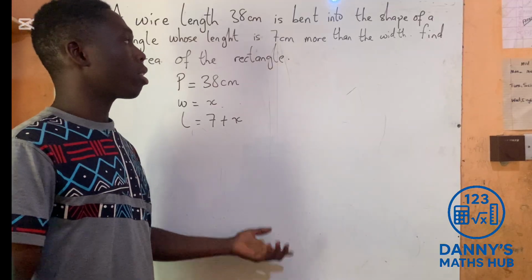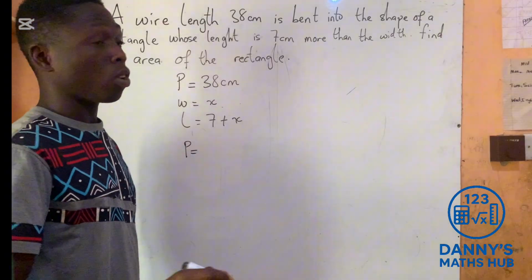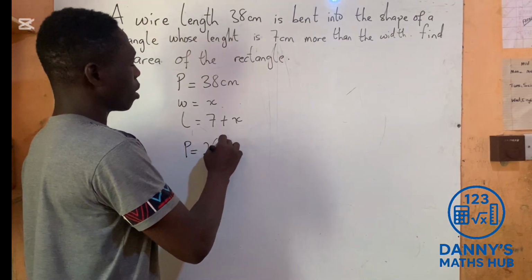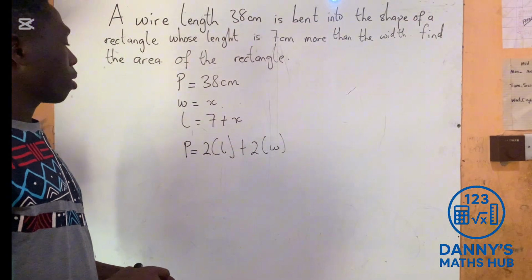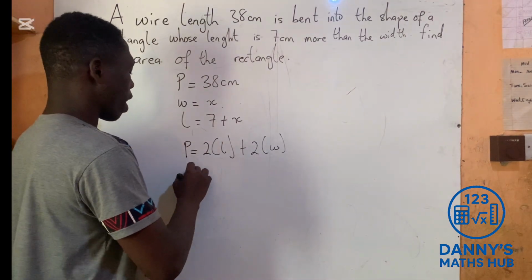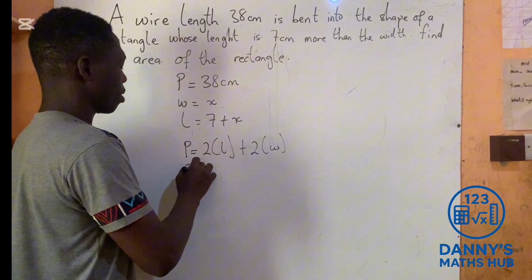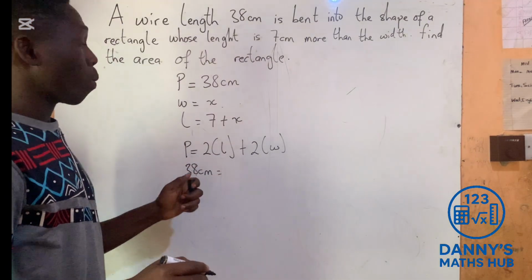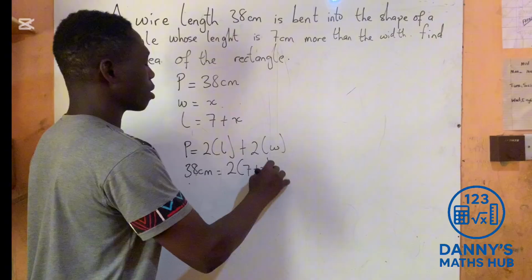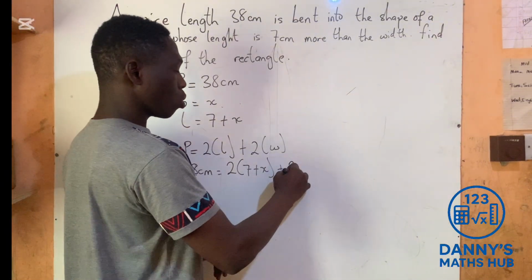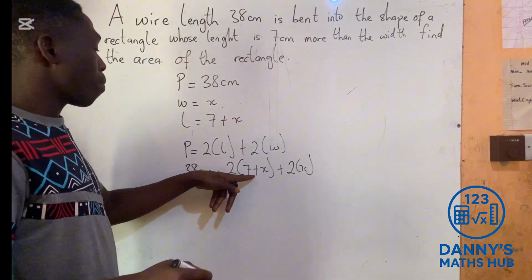In order to find the width, we use the perimeter. The perimeter of a rectangle is 2 times the length plus 2 times the width. So the perimeter is equal to 38 centimeters, which is equal to 2 times the length, which is 7 plus x, plus 2 times x, because the width is x and the length is 7 more than the width.